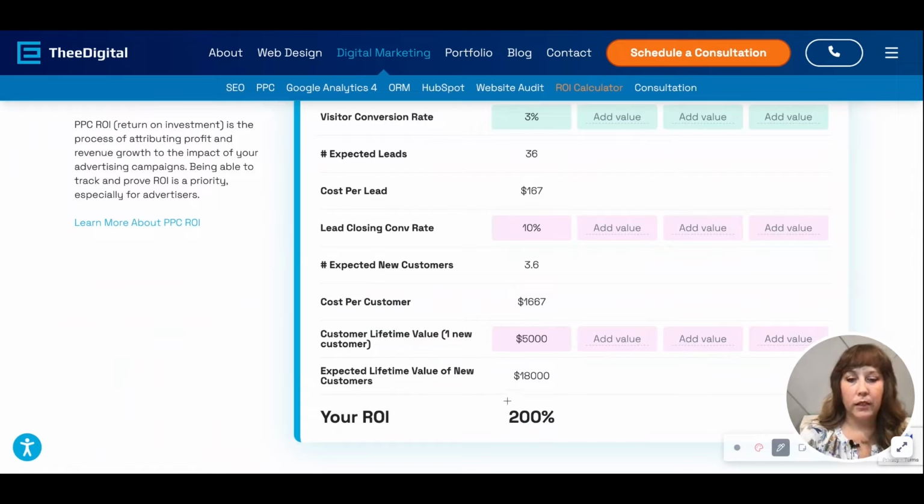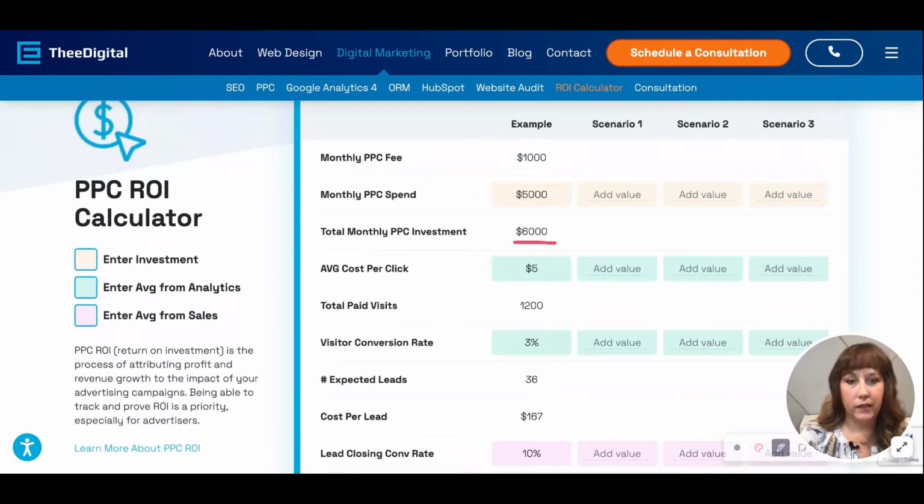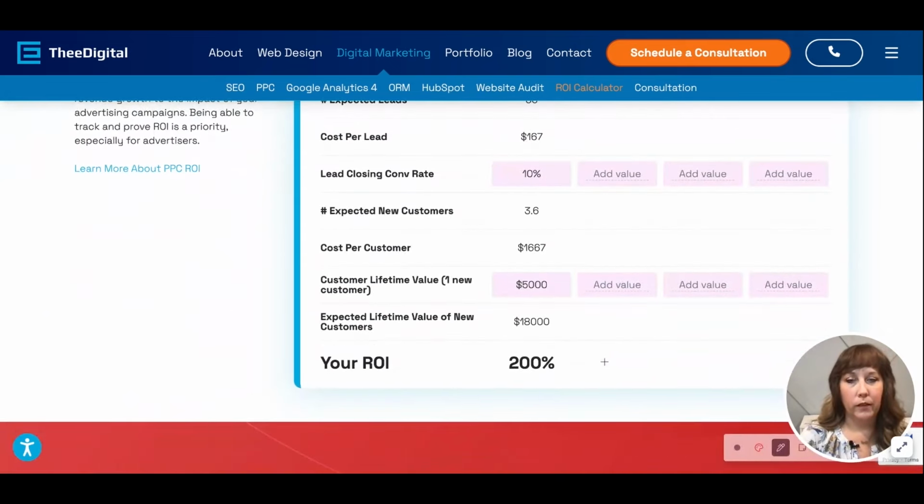So in this example, we come up with an ROI of 200%. That is 18,000 minus your monthly investment of 6,000, and then divide it by 6,000 and you get 2. So for every $1 you spend on PPC, you should expect a return of $2. And if you multiply that by 100, you get $100 of PPC equaling $200 return, or 200%.